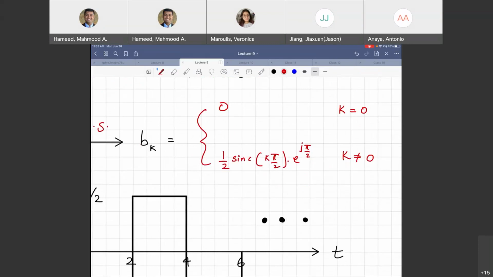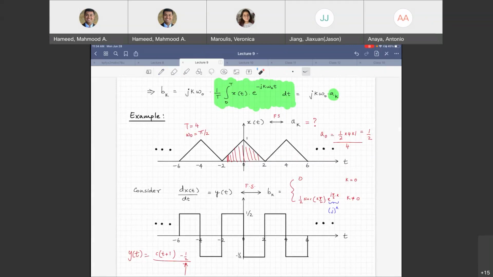What about this? Hold on, we are missing a k. e to the j k omega naught t naught. There's a k there. Can we simplify this guy? j to the k, right? All right, so we got bk. What is that? j to the k half sinc k pi over 2, yeah?